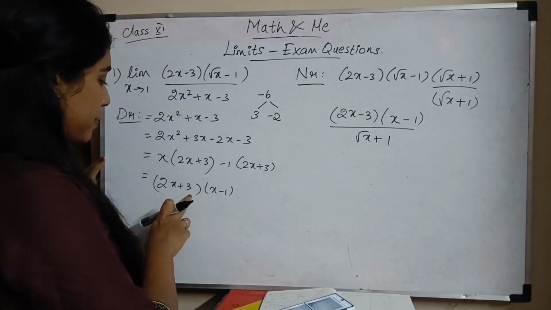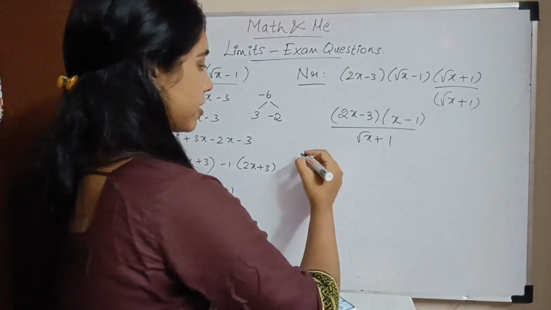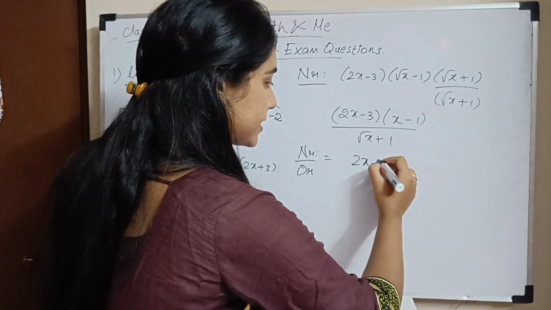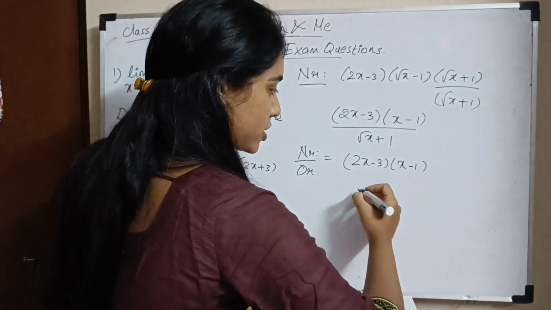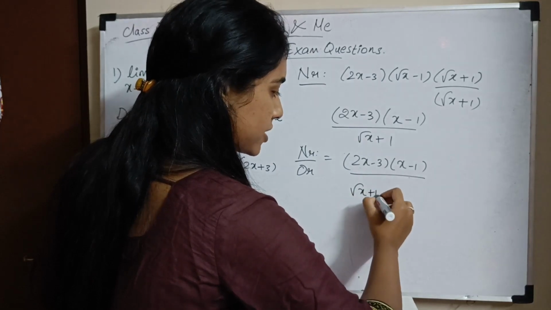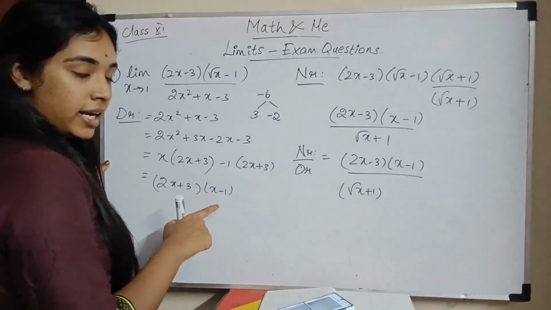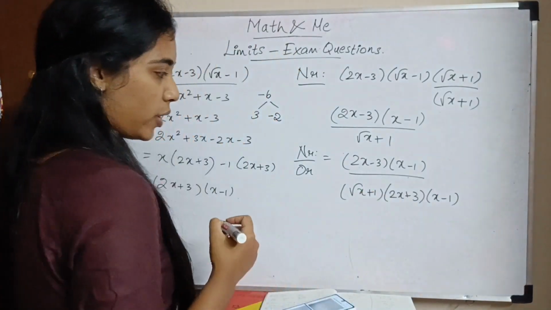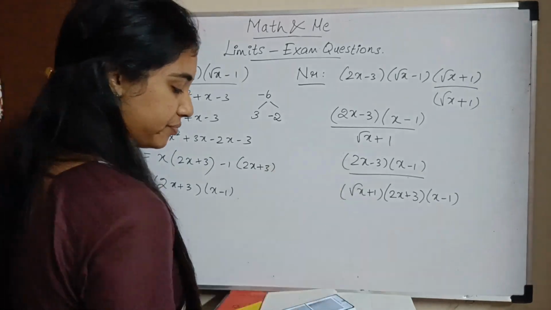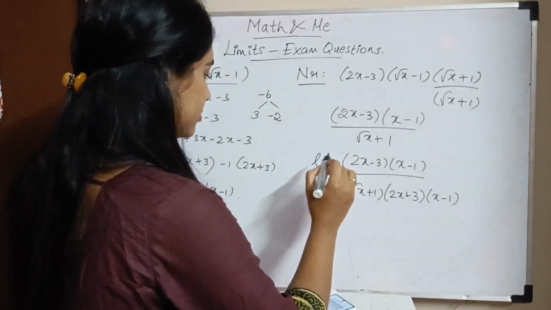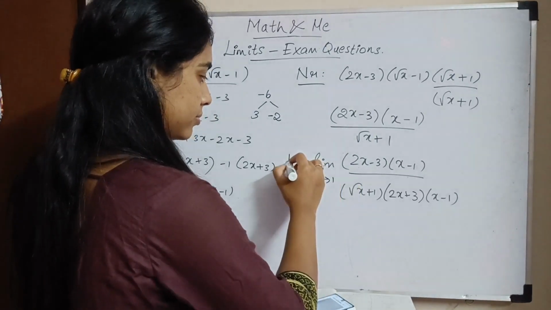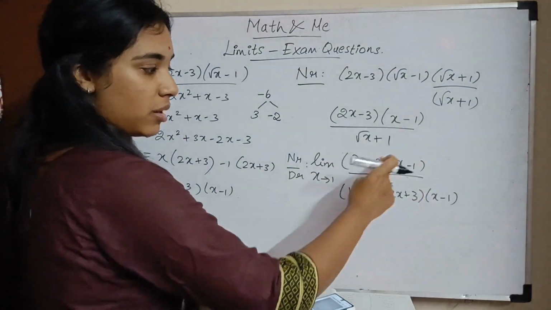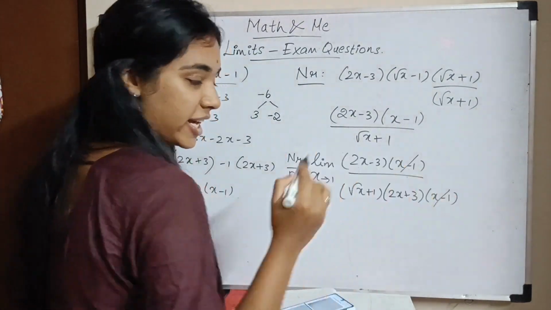That's okay. So இப்போ இந்த இடத்துல this is your denominator and this is your numerator. So what does your fraction become? Numerator by denominator will be 2x minus 3 times x minus 1 divided by root x plus 1. இன்னொரு denominatorல இந்த ரெண்டு terms இருக்கு. So what do? 2x plus 3 times x minus 1. So limit x tends to 1. Numerator நம்ம இப்படி change பண்ணிருக்கோம். So what do? X minus 1 and x minus 1 goes off.